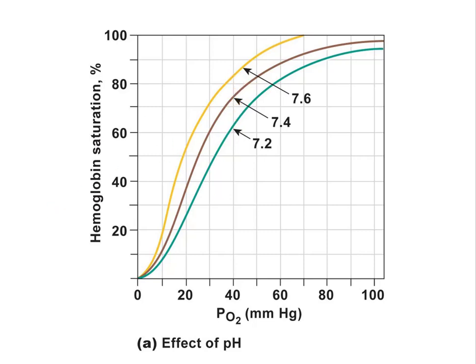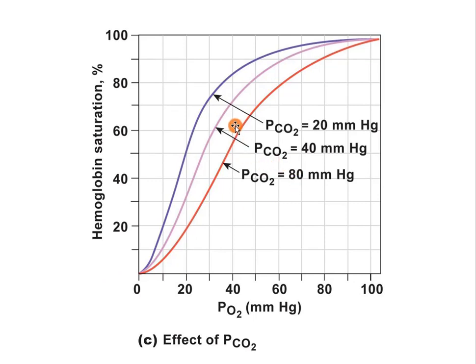All right. The next one then is carbon dioxide. If you look at this, as carbon dioxide levels increase, 80 millimeters of mercury PCO2, hemoglobin's affinity for oxygen will decrease. The curve shifts to the right. And as PCO2 decreases, the curve will shift to the left, increasing hemoglobin's affinity for oxygen.